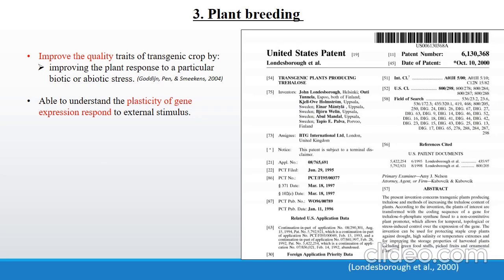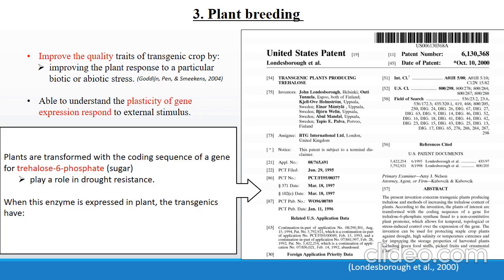And from the research paper here, this plant is transformed with the coding sequence of a gene for trehalose-6-phosphate, which is a sugar known to play a role in drought resistance. And according to the result, when this enzyme is expressed in the plant, the transgenic has larger leaves, altered stem growth, and improved response to stress.